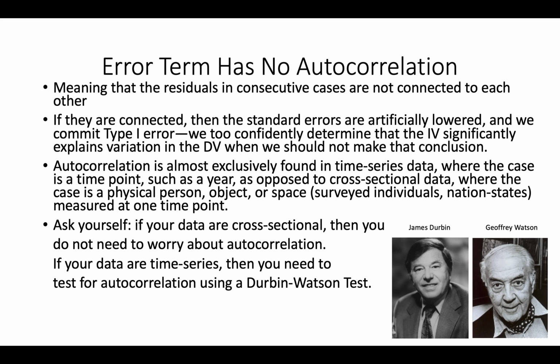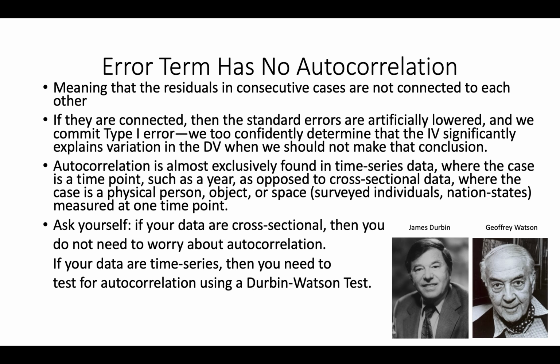Our next assumption is that the error term has no autocorrelation, which means that the errors in prediction, the residuals, in consecutive cases are connected to each other, or highly correlated. When this occurs, the standard errors in predicting the values of the dependent variable are artificially reduced, and thus the t-statistics are biased toward rejecting the null hypothesis, when in fact we should accept the null hypothesis. This is called type 1 error, or an overconfidence in rejecting the null hypothesis.